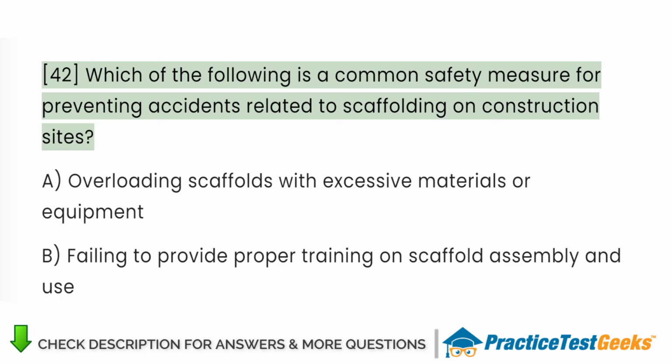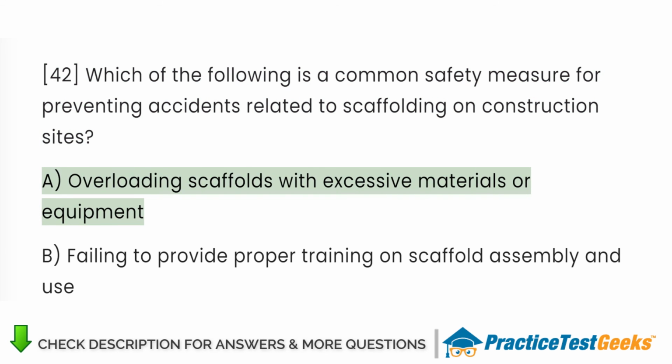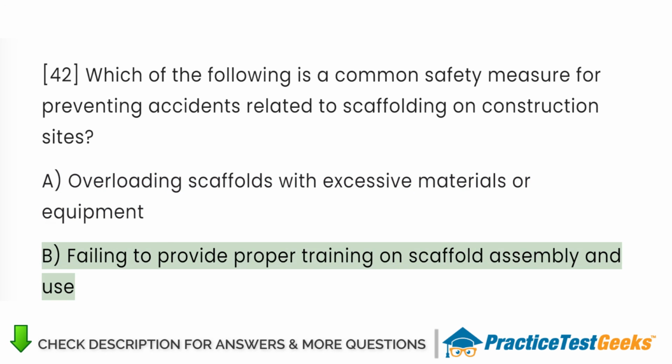Which of the following is a common safety measure for preventing accidents related to scaffolding on construction sites? A. Overloading scaffolds with excessive materials or equipment. B. Failing to provide proper training on scaffold assembly and use.